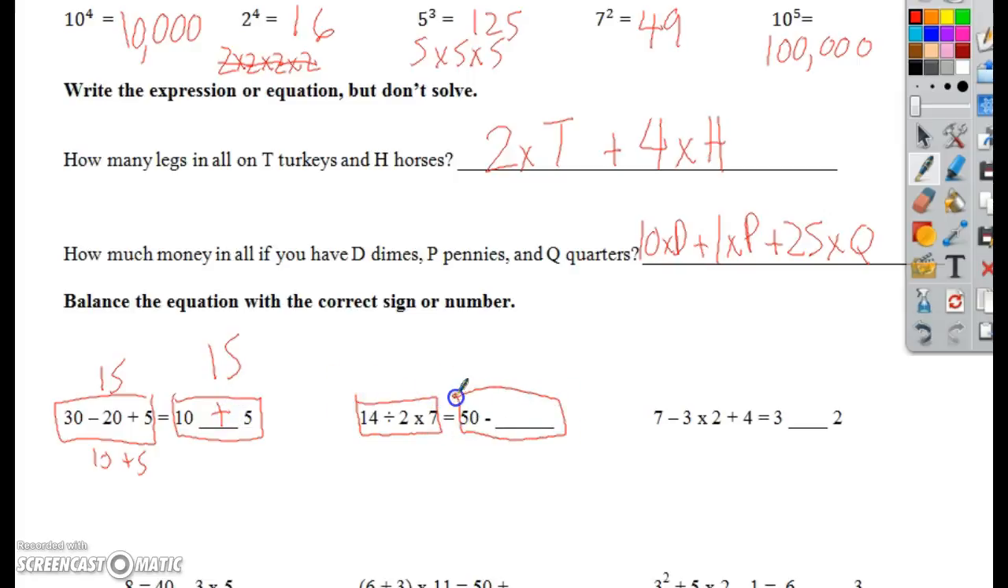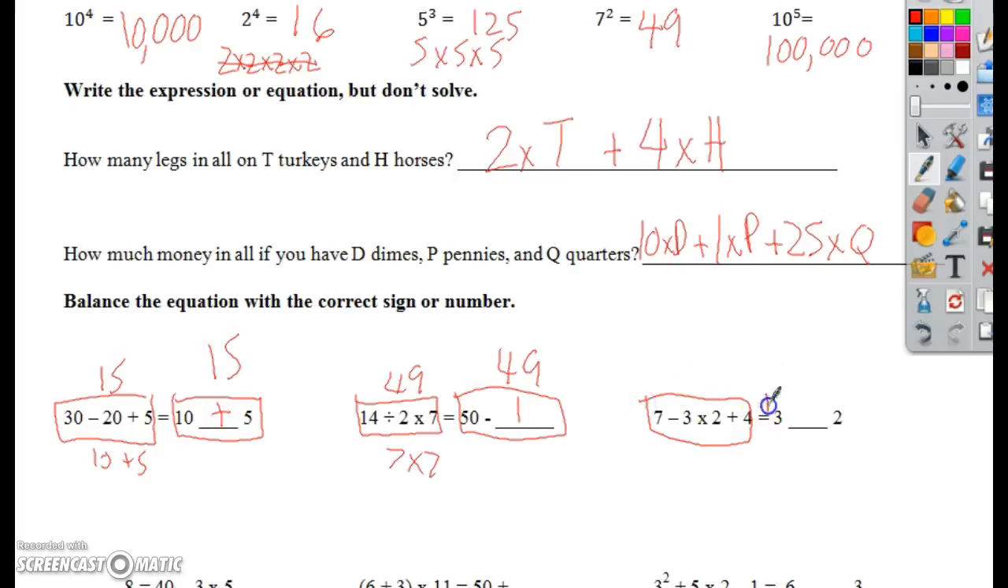Box both sides. I've got multiplying and dividing. Dividing comes first because it's first in line and they're equal power. 14 divided by 2 is 7. 7 times 7 gets me to 49. So I need this side to be 49. 50 minus 1 would get me to 49.